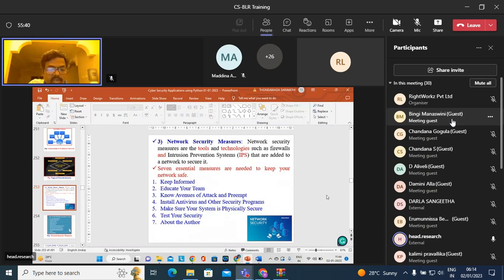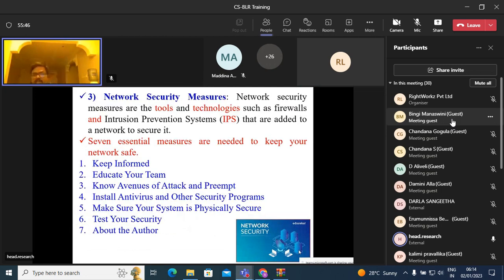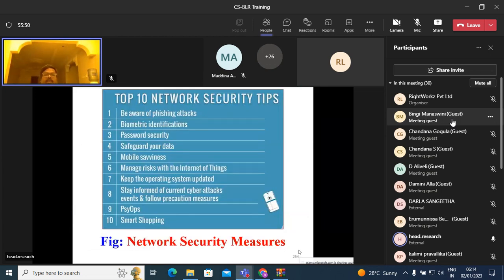So that is called network security measures. Then these are the top 10 network security tips we are using. Be aware of phishing attacks, and biometric identification. If it is an authenticated system, you can give your biometric identification, like fingerprint recognition, and face recognition comes under biometric identification.